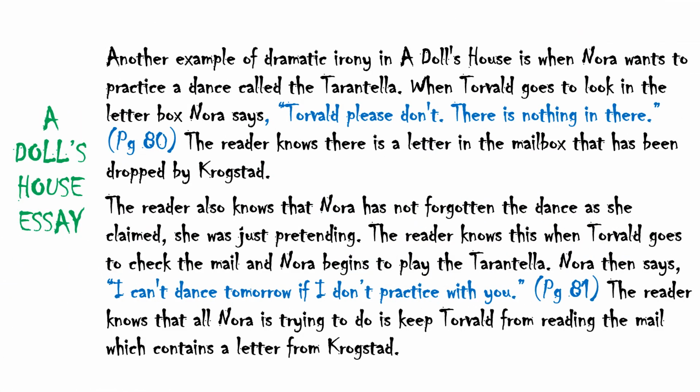Now, another example. There's another example of dramatic irony in A Doll's House when Nora wants to practice a dance called the Tarantella. When Torvald goes to look in the letter box, Nora says, Torvald, please don't. There is nothing there. That is on page 80. The reader knows that there is a letter in the mailbox that has been dropped by Krogstad. The audience also knows that Nora has not forgotten the dance as she claimed. She was just pretending.